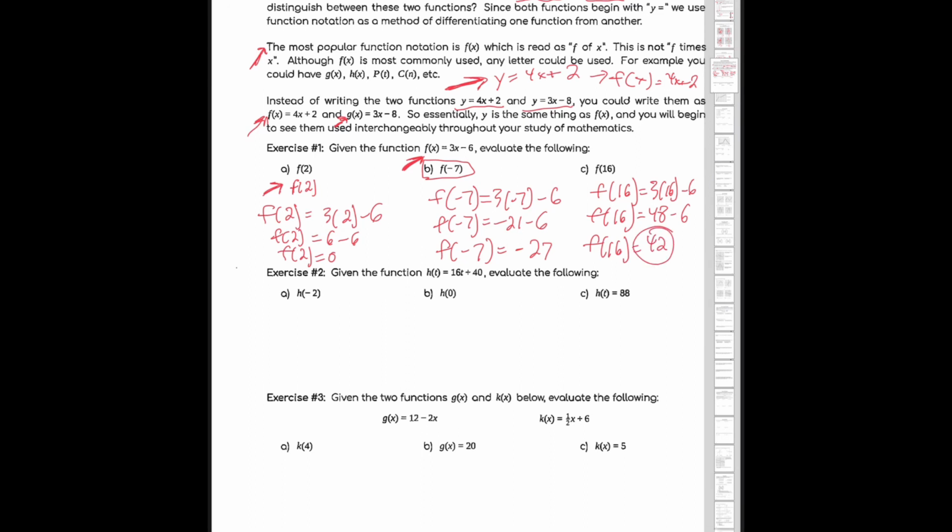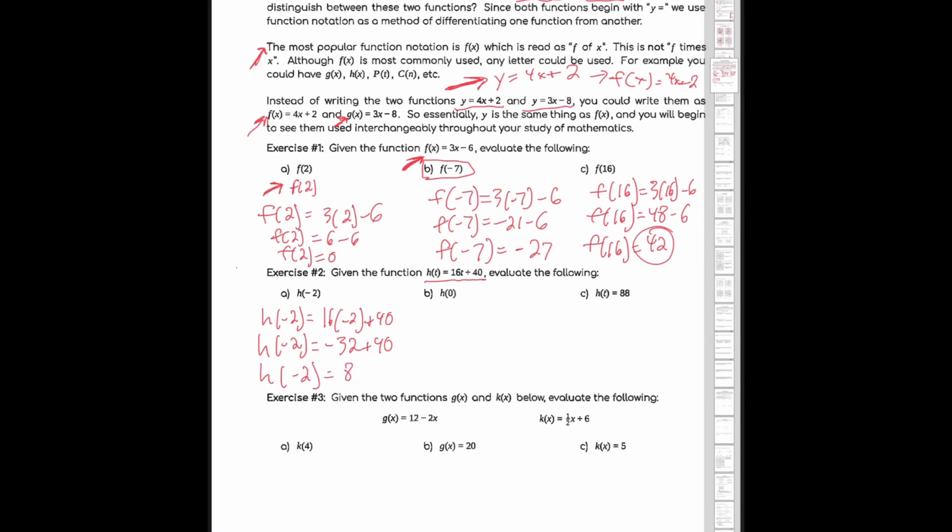So now for exercise 2, we're given the function h of t equals 16t plus 40. Evaluate the following. So same thing. It's just an h this time. H of negative 2. We plug negative 2 in wherever we see that t. So we have 16 times negative 2, which is negative 32, plus 40, h of negative 2 equals 8.